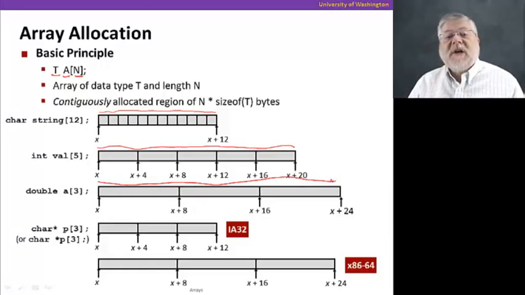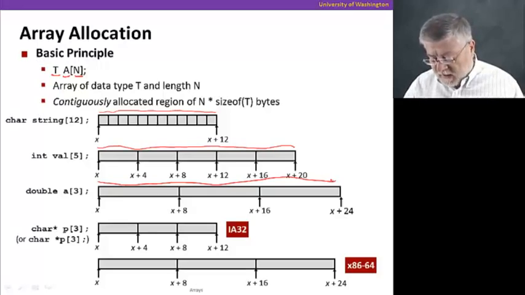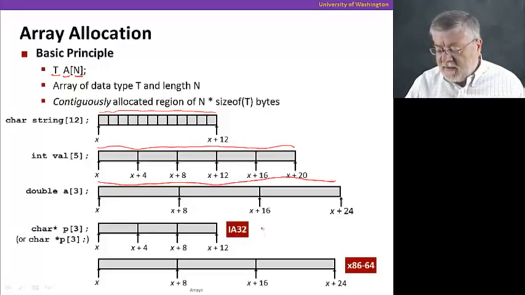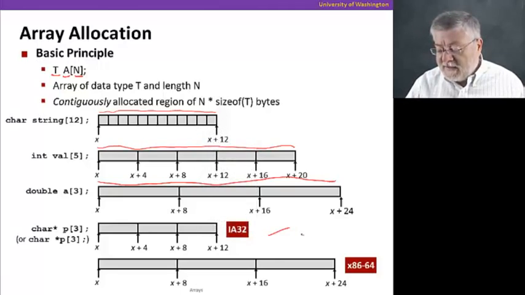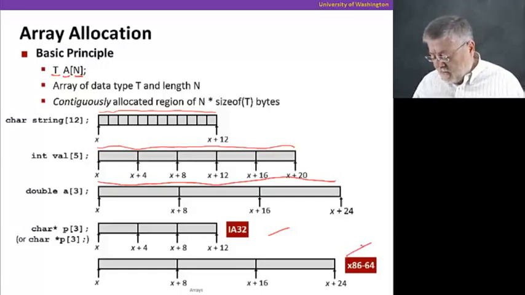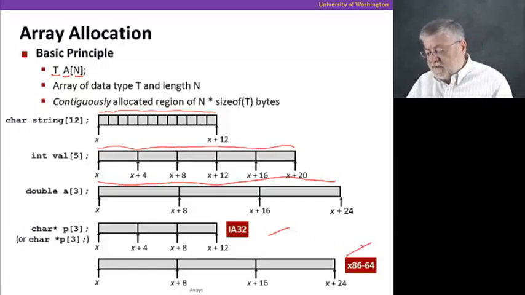And of course for pointers we have a difference depending whether we're on a 32-bit or 64-bit architecture. In one case, the pointers are 4 bytes. In the other case, they are 8 bytes, the size of the addresses.